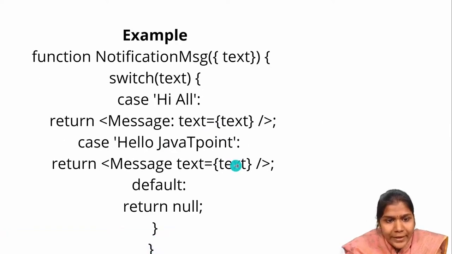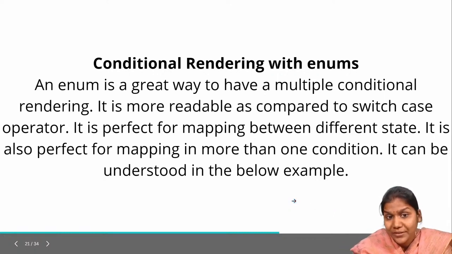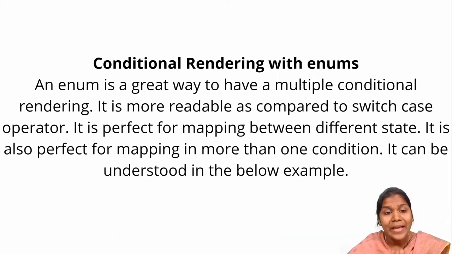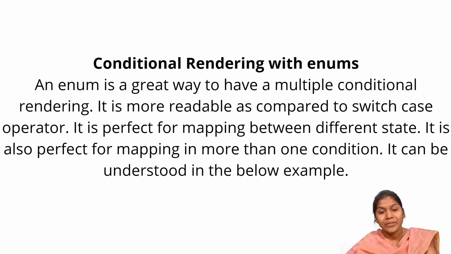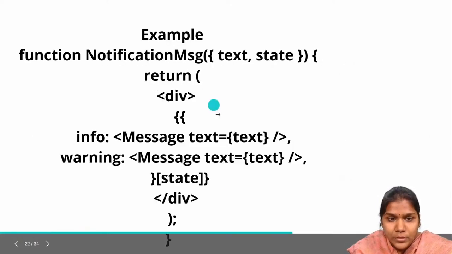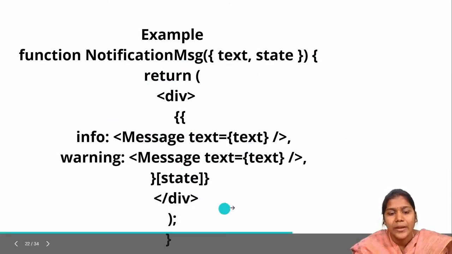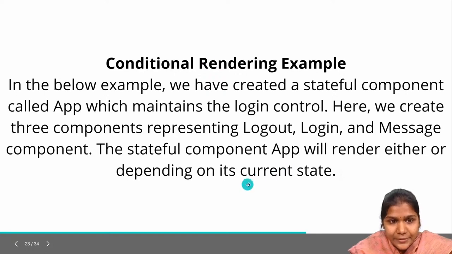Fine. Here comes conditional rendering with enums. You can try the same example whatever I have explained in your system. An enum is a great way to have multiple conditional rendering. It is more readable as compared to the switch case operator. It is perfect for mapping between different states of data. It is also perfect for mapping in more than one condition. It can be understood like here you can see function notification message. Now here starts information, next warning message. Next state has been given, right?